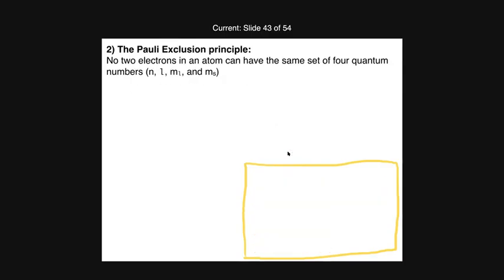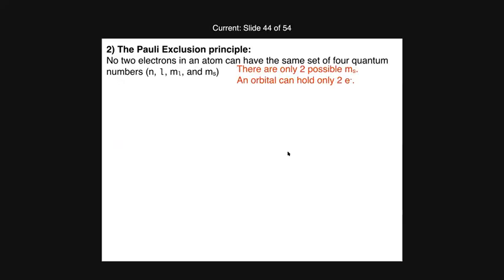All right. The second rule that you will also need to know when you fill in electrons is the Pauli exclusion principle. The Pauli exclusion principle states that no 2 electrons in an atom can have the same set of 4 quantum numbers, which means they will not be able to have all the same set of n, l, m sub L, and m sub S. The reason for that is because there are only 2 possible values of m sub S. So that means the orbital can hold only 2 electrons. What do we mean by that?